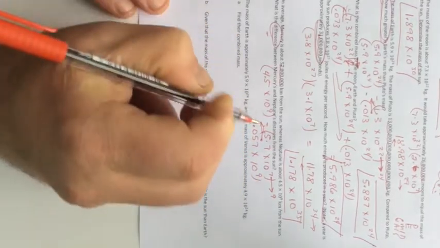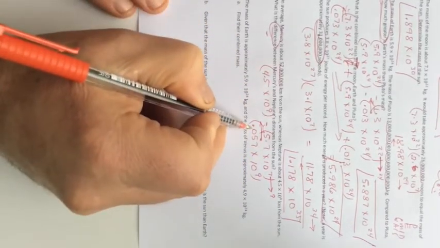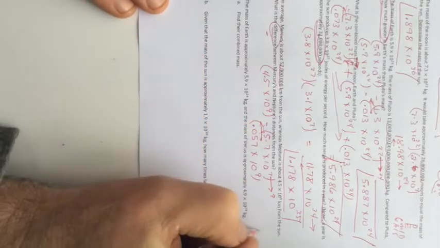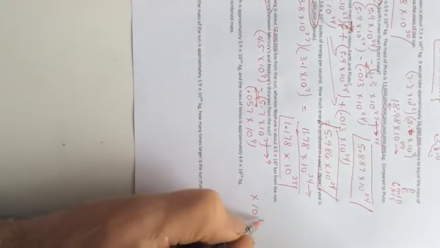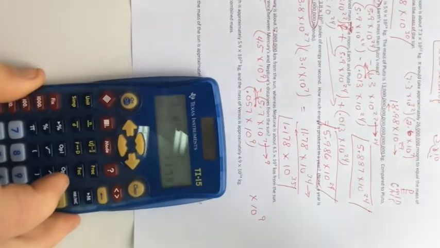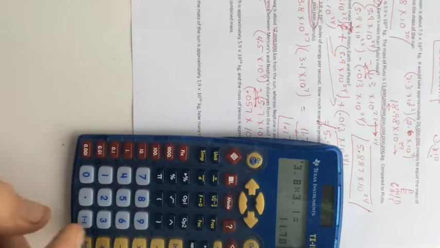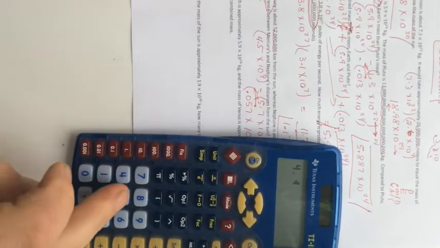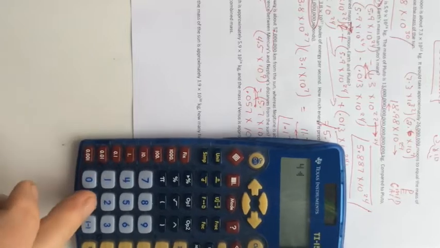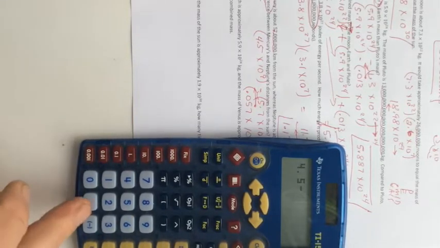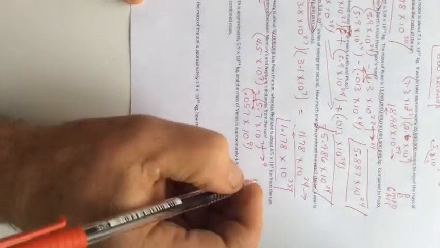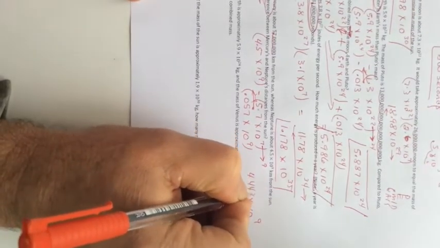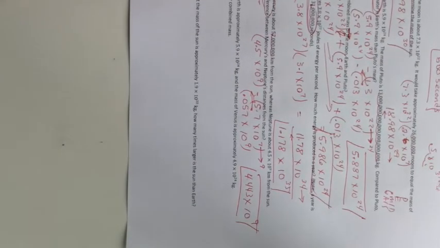So there's our subtraction. 4.5 minus 0.057, and I already know it's going to end in 10 to the 9. So 4.5 minus 0.057 is 4.443. Okay, excellent. That's small enough that we don't have to fix it, so that one is done.